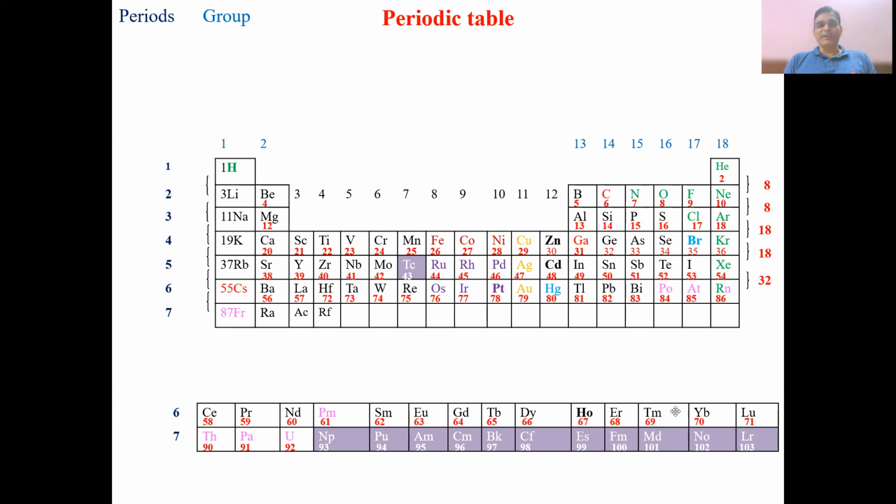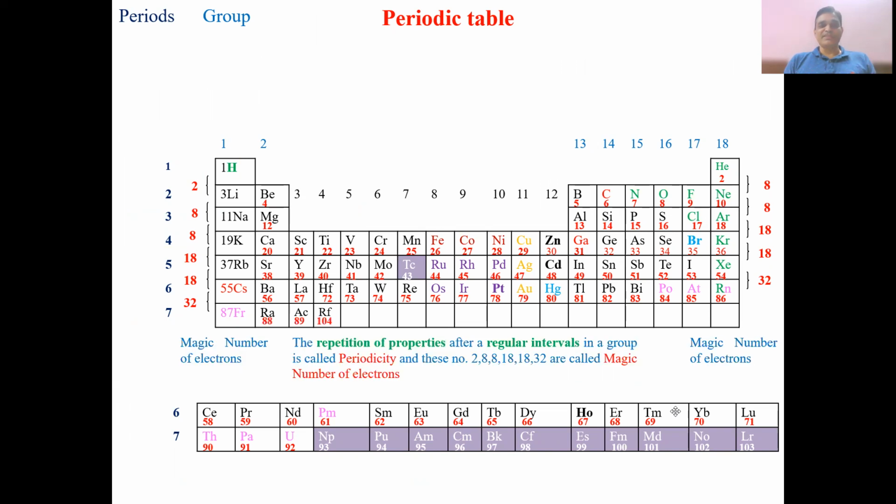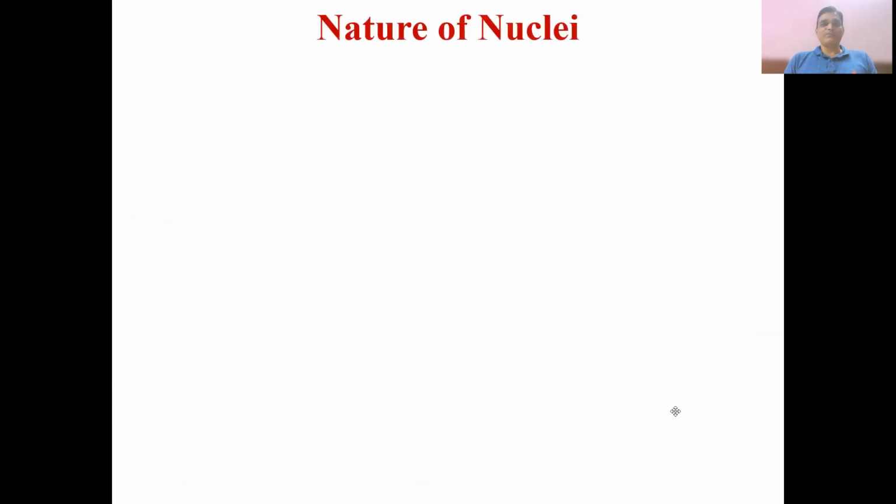And we generally apply a magic number here, that is 2, 8, 8, 18, 18, 32, as we write in the group 1 elements. That is 2, 8, 8, 18, 18, 32. That is called the magic number, meaning the repetition of properties after a regular interval in any group is called periodicity. And these numbers 2, 8, 8, 18, 18, 32 are called the magic numbers of electrons. These are not the magic numbers of protons or neutrons. These are the magic numbers of electrons.